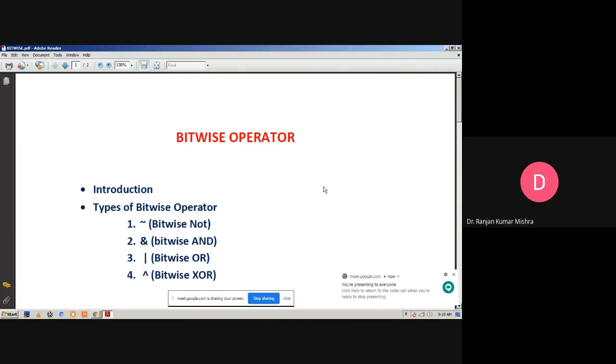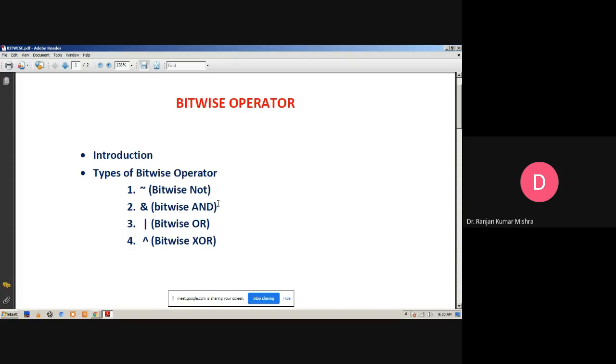First, we have to introduce what bitwise operators are. Basically, bitwise operators are used to manipulate the individual bits within an operand. That means we can say that bitwise operators are operators that work on the bits. There are different types of bitwise operators here: bitwise not, bitwise and, bitwise or, and bitwise exclusive or. Basically, these operators work on the electronic logic gates, that is, and, or, exclusive or, and not.